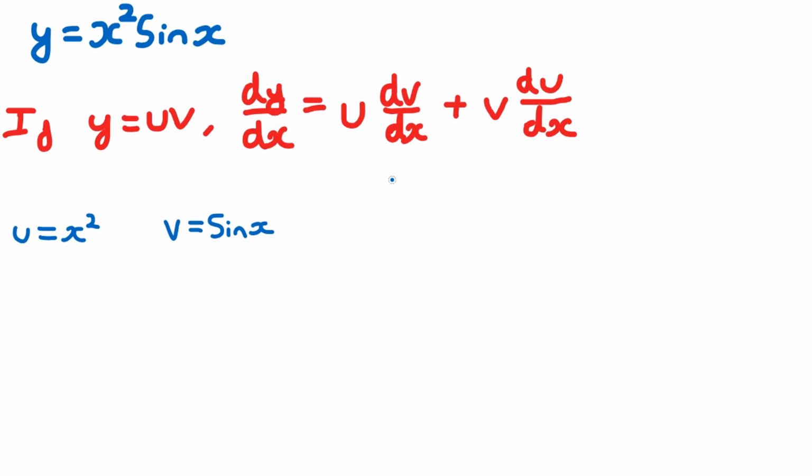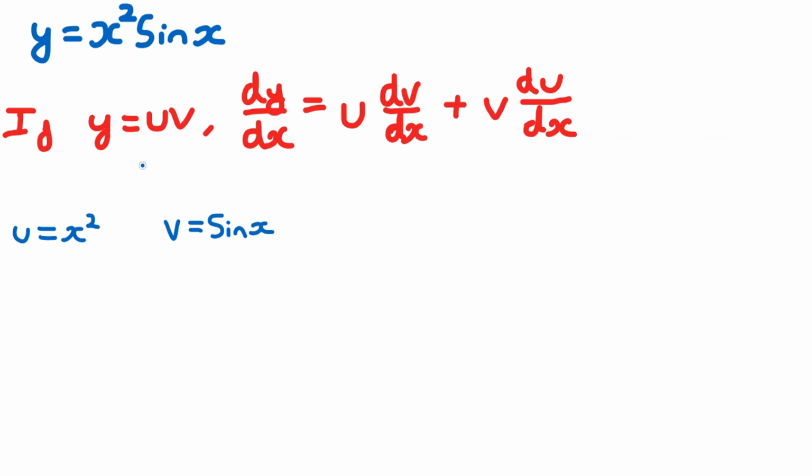Now, I just want to quickly remind you what this terminology means of dv over dx, du over dx, and dy over dx. We also talked about this in the previous video on the chain rule in this chapter. It's really simple. The thing on the top is what we're differentiating, and the thing on the bottom is what we're doing it in terms of.